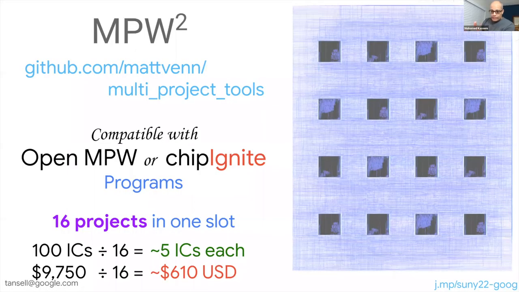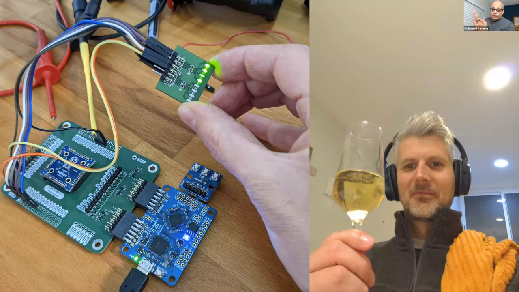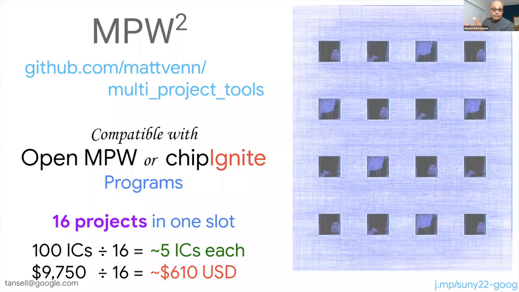Here's Matt Venn, that person in the picture. He started creating 16 slots within a box to get more people, the small designs, together in one slot. And I will cover the chipIgnite aspect as we go. And some people do some funny things.